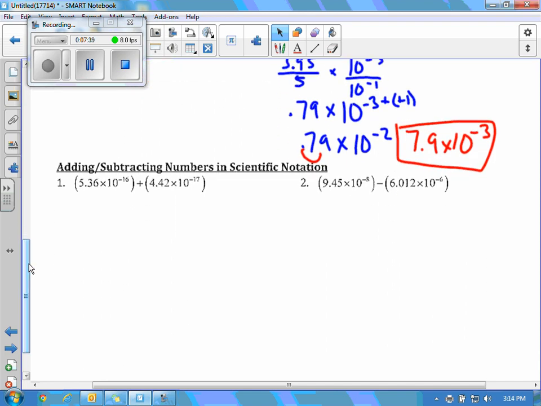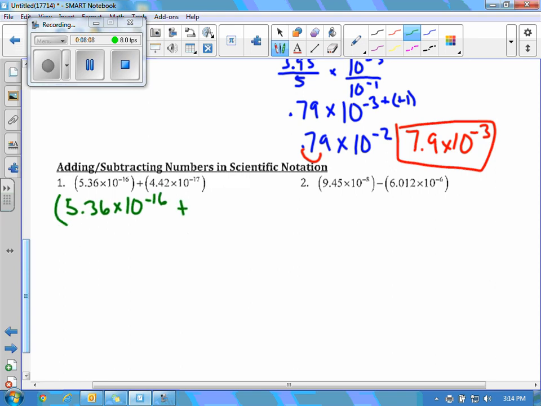And the last section is adding and subtracting numbers in scientific notation. To do this, you have to have numbers with a common exponent, just like you would do with regular addition. So here's number 1. We have the first one's 10 to the negative 16. And the second one is 10 to the negative 7. So I'm going to rewrite the first one as it is. So 5.36 times 10 to the negative 16.